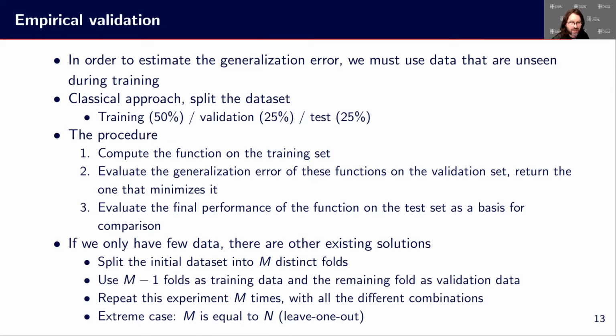We repeat this m times, and we take the best configuration on average over these m times. This is the evaluation of the performance of our model, and we can retrain this best model on the complete training data set after that. An extreme case is to use as many folds as there are data. So every single instance is one fold, and we repeat this n times. This is what we call leave one out.